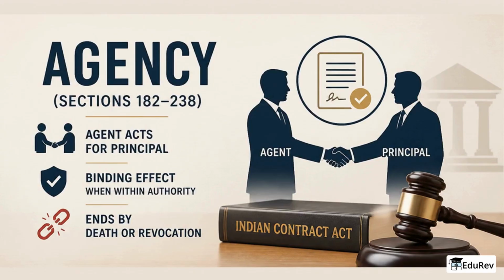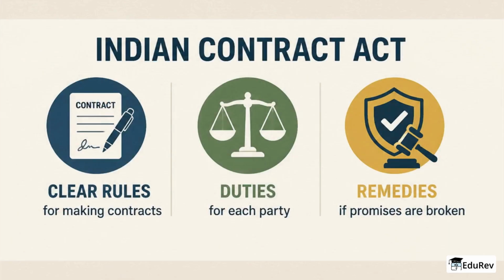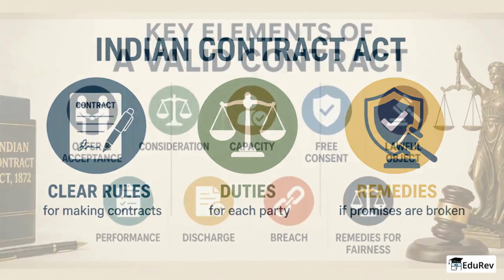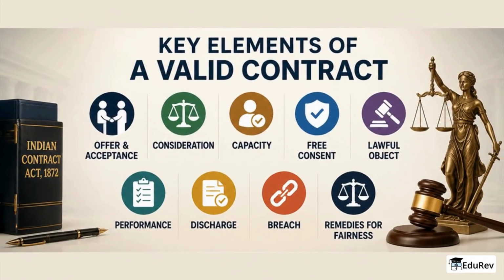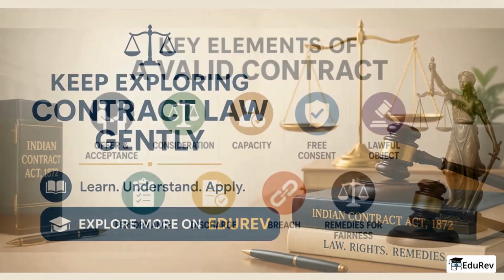or revocation. So what do we learn from this act? In simple terms, it gives clear rules for making contracts, sets duties, and provides remedies when promises are broken. Let us quickly remember the main points: offer and acceptance, consideration, capacity, free consent, lawful object, performance, discharge, breach, and remedies for fairness.